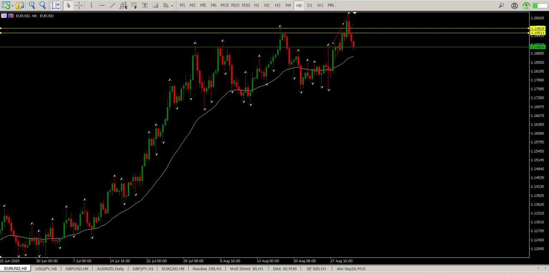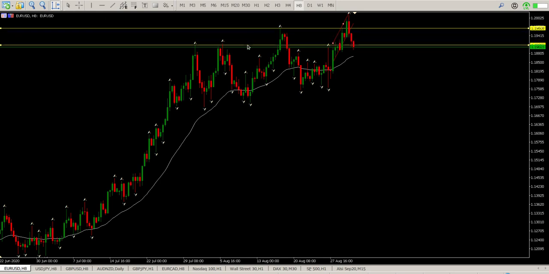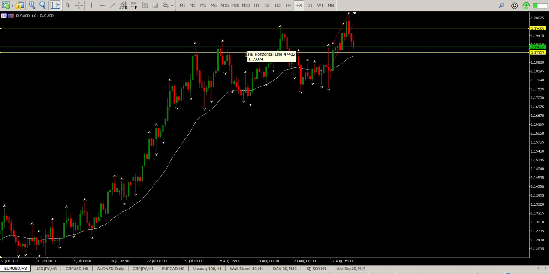Just starting off with the Euro USD. We had a fairly decent channel yesterday which has broken to the downside. I'm just going to leave that in so we can look at that on the hour. Our levels up here did break as well, and I'm just going to take one of them away and come down to the next most logical area.